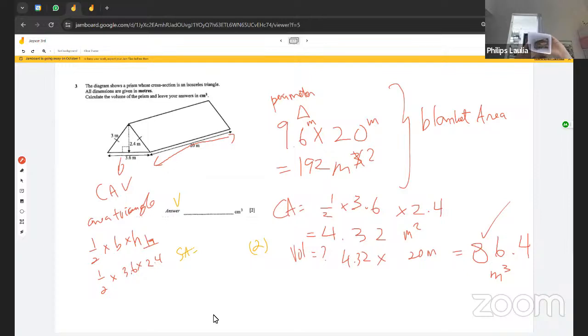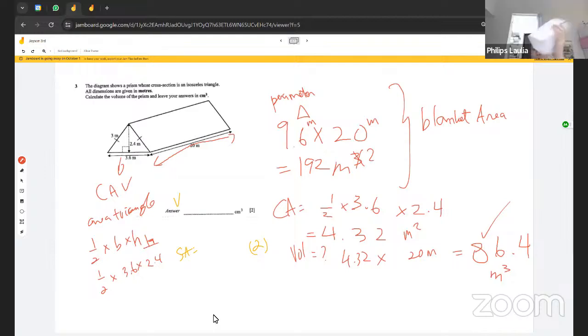And let's change this to a rectangle. What's the volume of this prism? Same thing. This area times this length. That's the volume. This area times this height. Same. This area times this length. Correct or not? Makes sense or not?